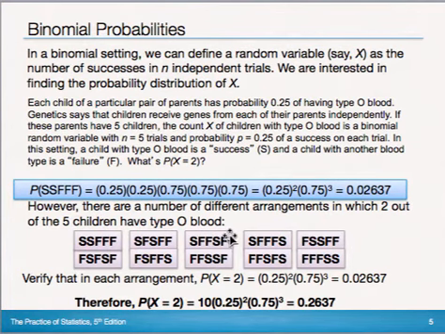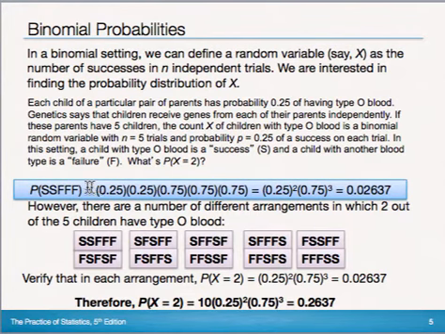So when we're calculating the probabilities, we have to take into account several things. In this case, we're talking about parents who have a 0.25 probability of having a child with type O blood. And we want to say, what's the probability that X is equal to 2, where X is the number of children who have type O blood out of 5 children. So 5 trials, probability of 0.25, and the number of successes that we're looking to find the probability of is 2.